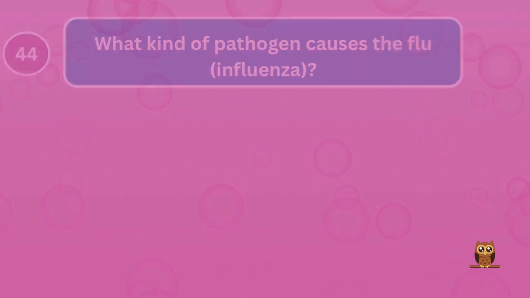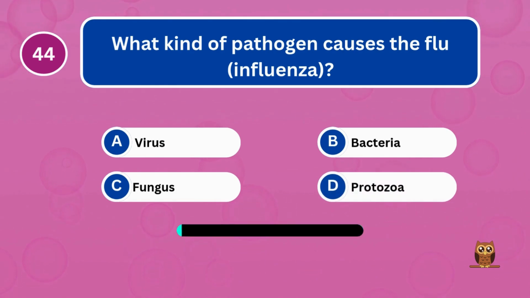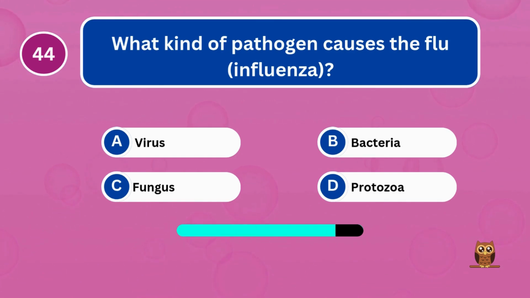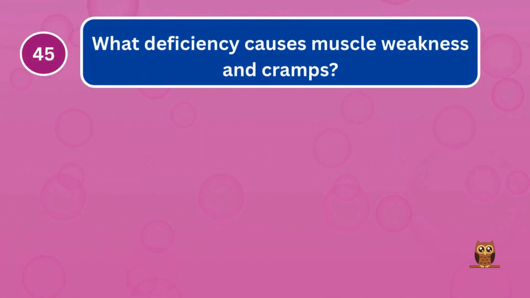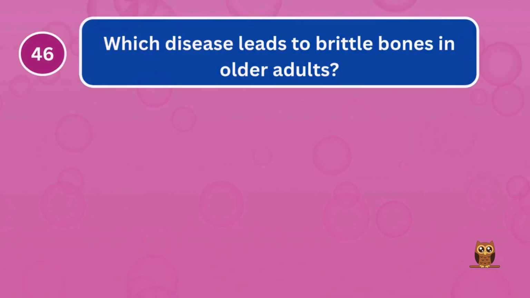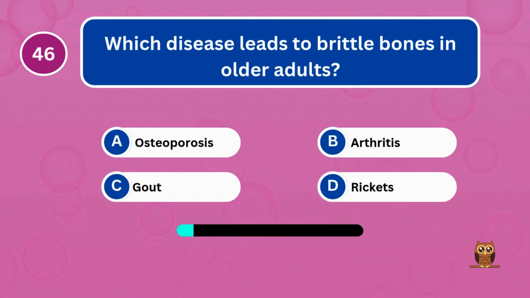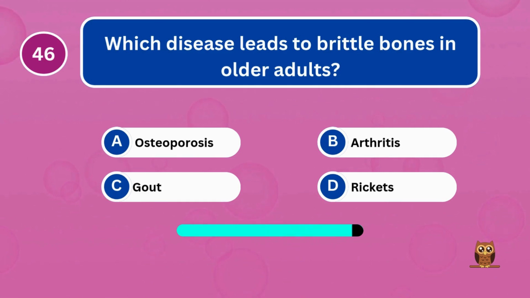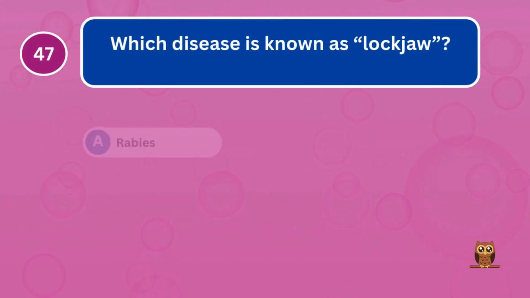What causes the disease tetanus? Clostridium tetani. What kind of pathogen causes the flu influenza? Virus. What deficiency causes muscle weakness and cramps? Potassium. Which disease leads to brittle bones in older adults? Osteoporosis.